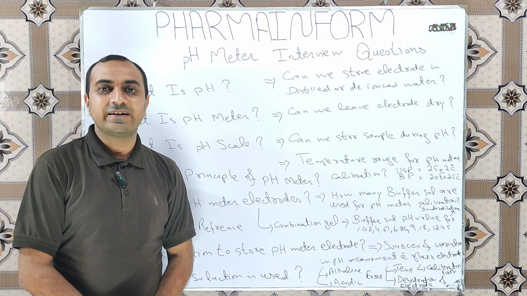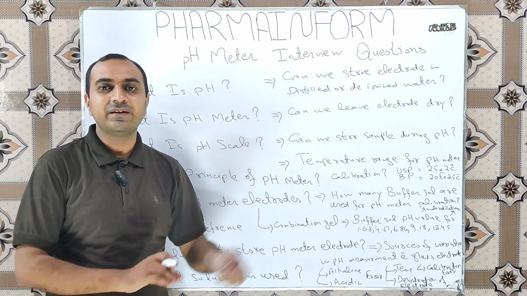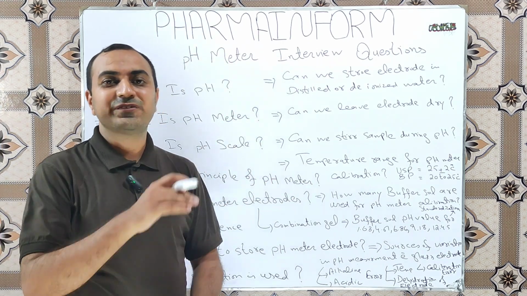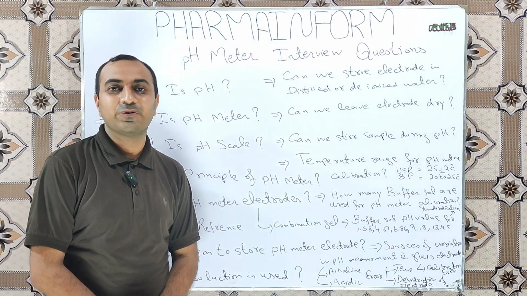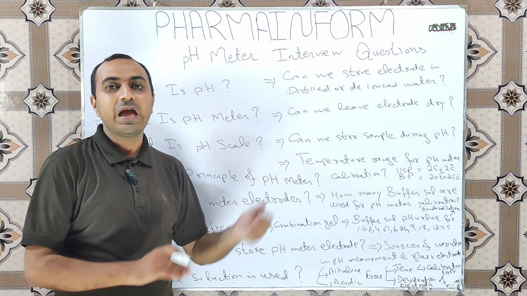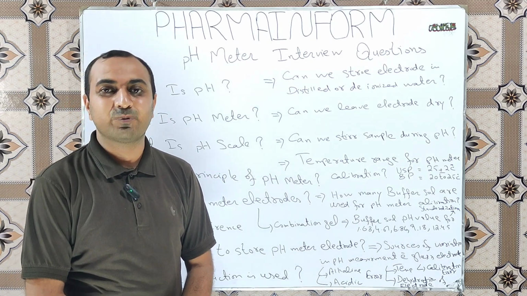The next question is, what is the pH meter? A pH meter is an instrument or device which is used for measuring the pH of any solution. The next question is, what is the working principle of pH meter? The pH meter works on the principle of potentiometry. Potentiometry is the measurement of a solution's electric potential.